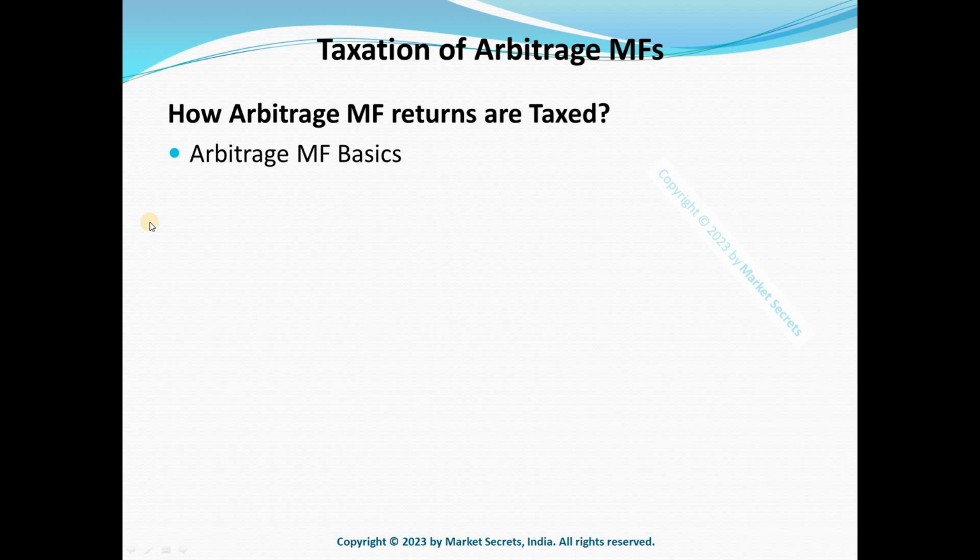Likewise, arbitrage mutual funds will simultaneously be buying and selling the same underlying security or its derivatives in different markets to make risk-free profits. So if there is an unusual difference between the spot price and future price of any instrument, you can buy one and sell the other, and you can pocket this unusual difference. That is what the arbitrage mutual fund does.